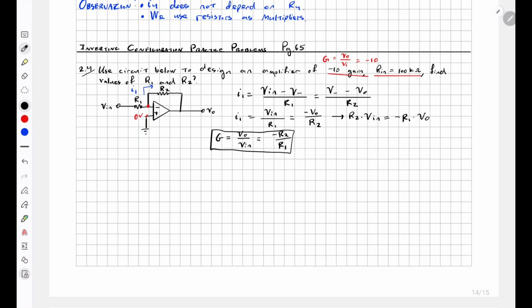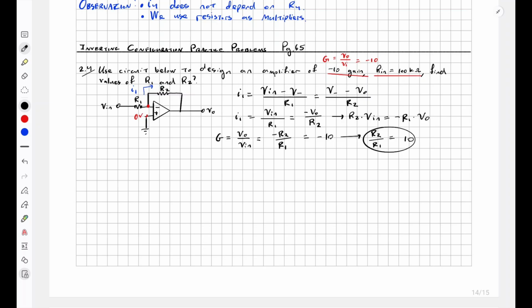This is something we have found before in the past, but it's better to actually write out the equation and solve for it. That's much better than just memorizing it. Now we have a better intuition of how this gain works. We are told that this gain has to equal -10. In this case, the minus signs cancel out, so we know that R2 over R1 is equal to 10. We'll hold that relation for a second and come back to it.